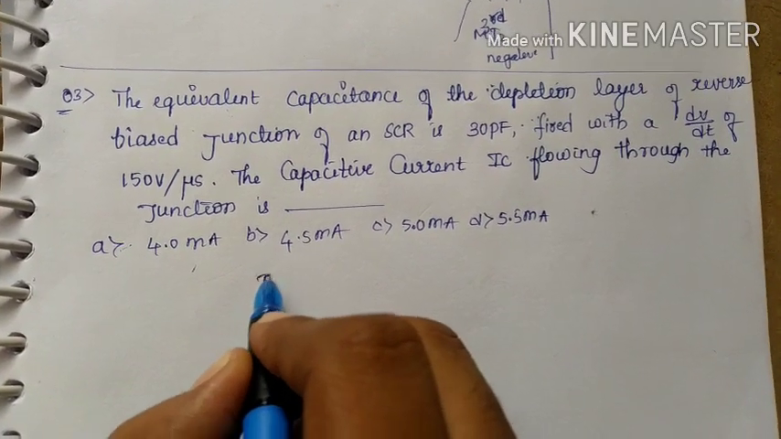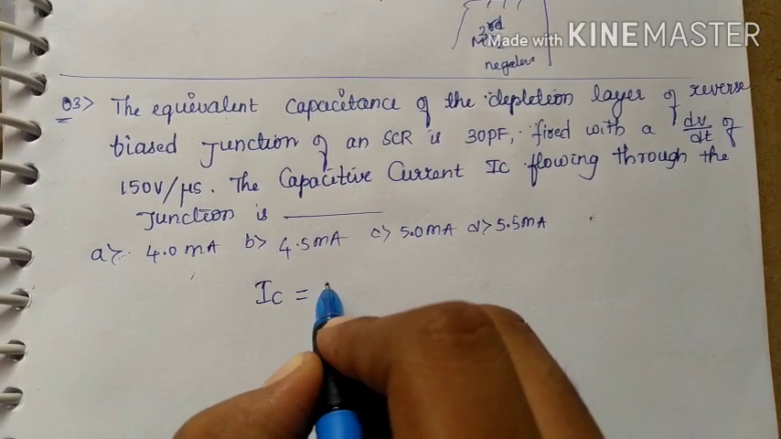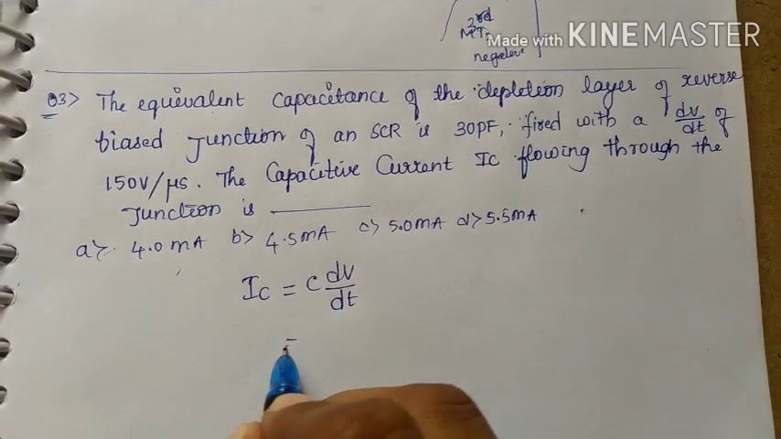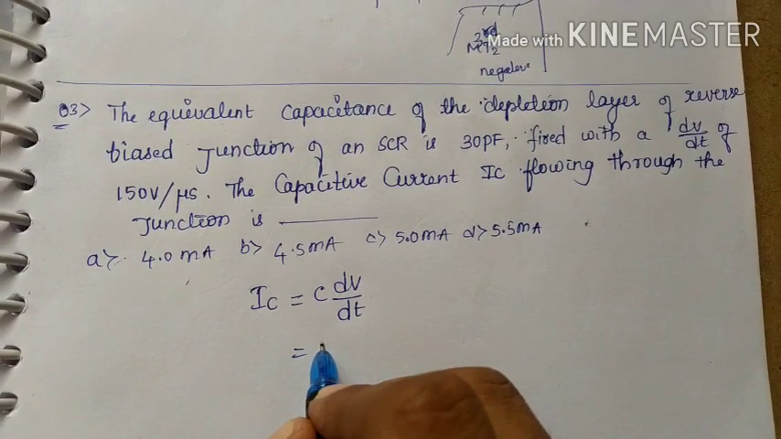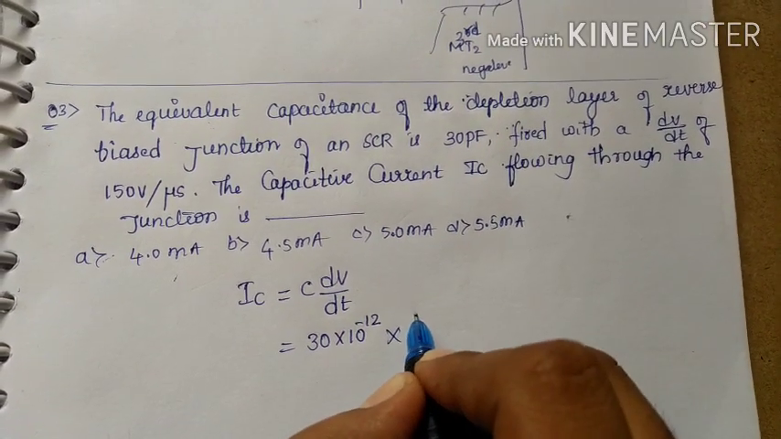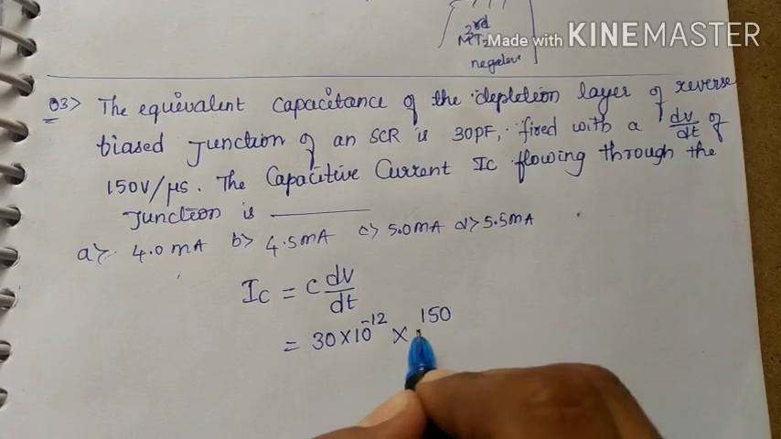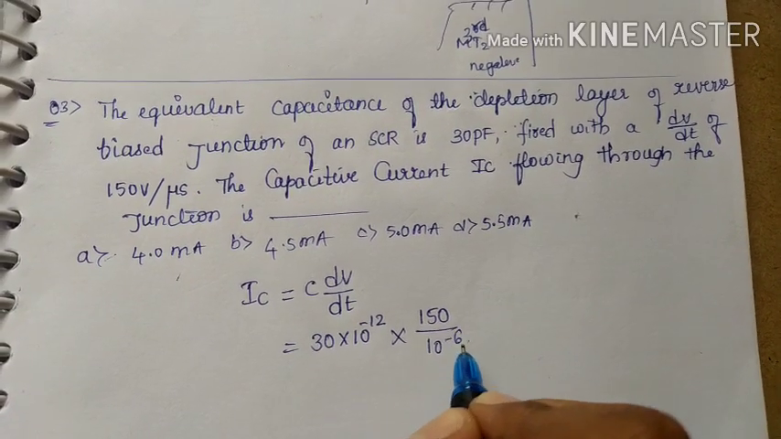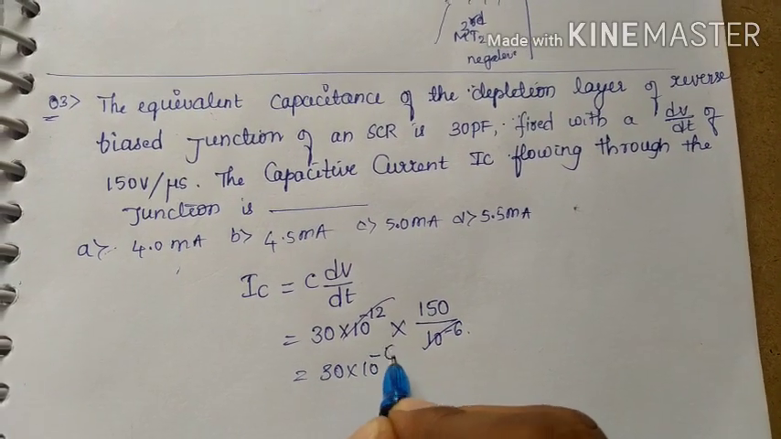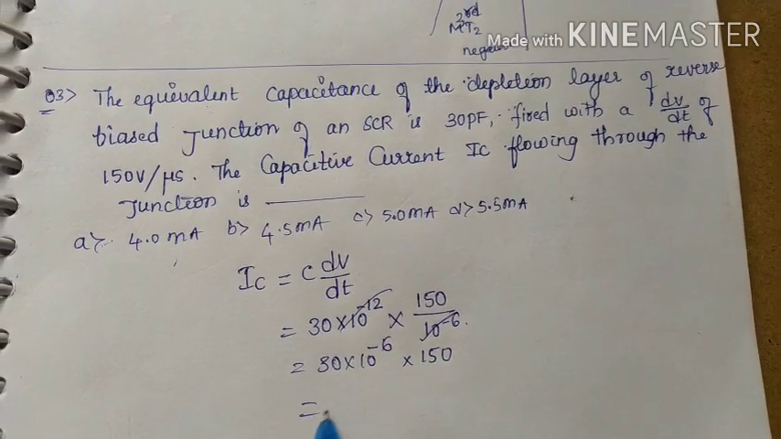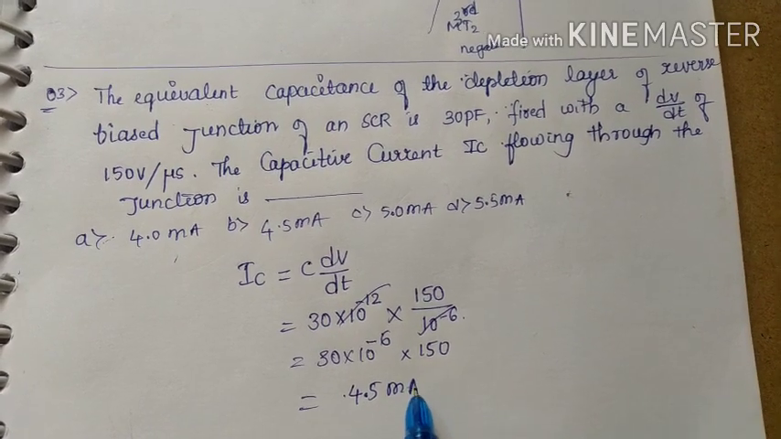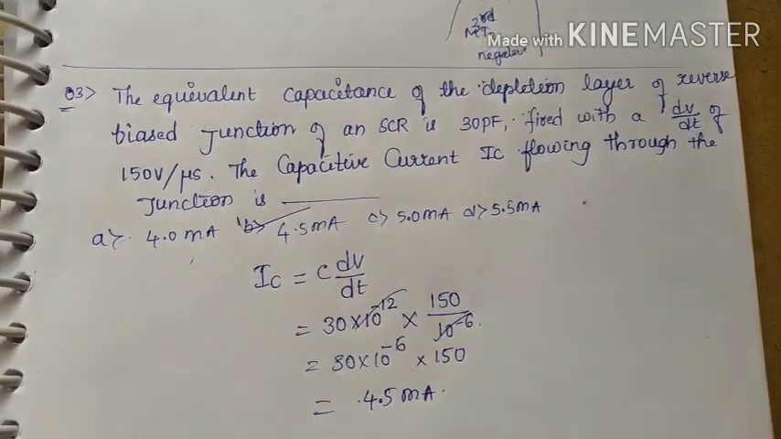So we know the formula. This is a simple one. The capacitive current IC equals C into dV by dt. The capacitor value they have given as 30 picofarad. So 30 into 10 to the power of minus 12 into the dV by dt rating they have already given, 150 divided by 10 to the power of minus 6. So here it goes 30 into 10 power minus 6 into 150. So it will be 4.5 milliamps. So option B will be the answer.